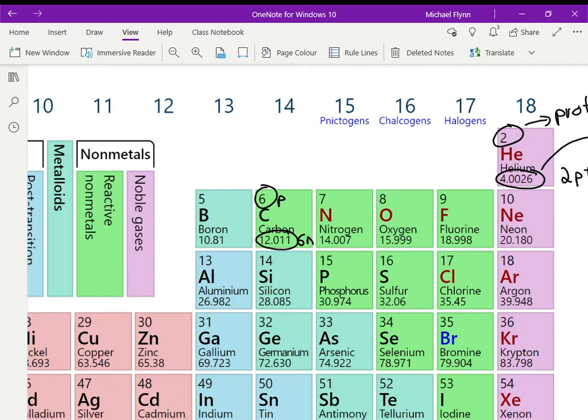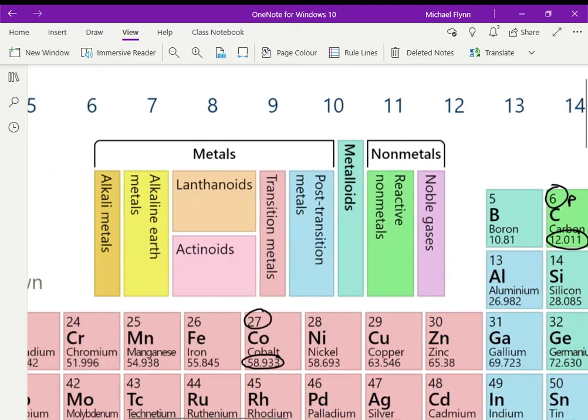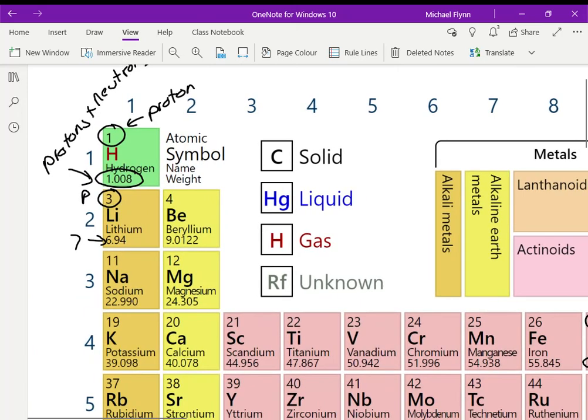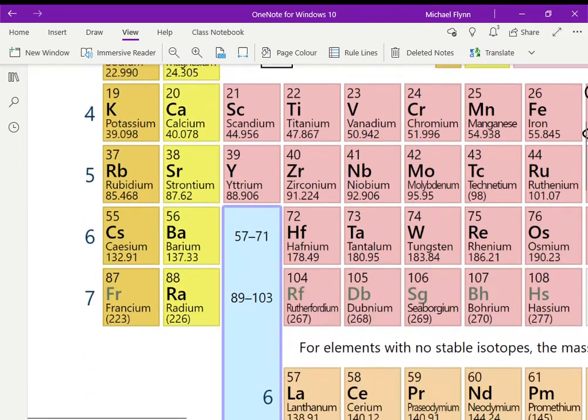But in order to do that, you need carbon-14, which is an isotope of carbon that has 8 neutrons in it, and it happens to be radioactive. Okay. All right, so that's how you read the periodic table. Now let's talk about how you draw the diagrams.